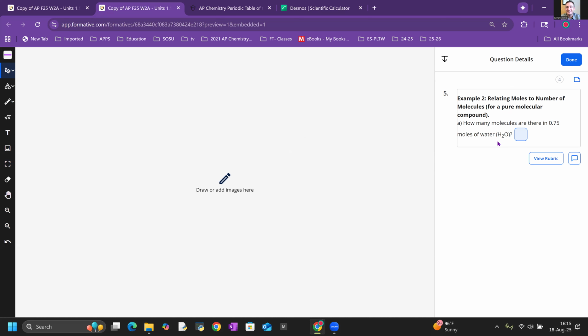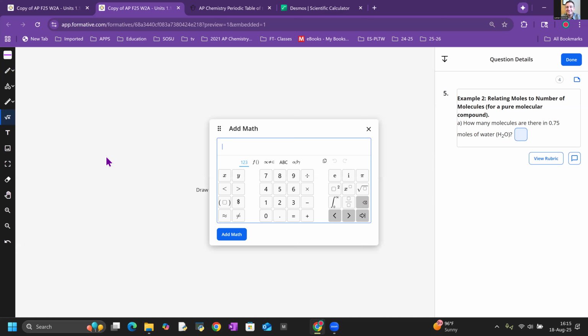And we would not say we have so many atoms of water, because water is not an atom. We don't find water on the periodic table. We can find hydrogen and we can find oxygen, but water is a molecular compound, and so we have to refer to it correctly as a molecule. All right, so how many molecules are there in 0.75 moles of water? So we'll start again, 0.75 moles of H2O.